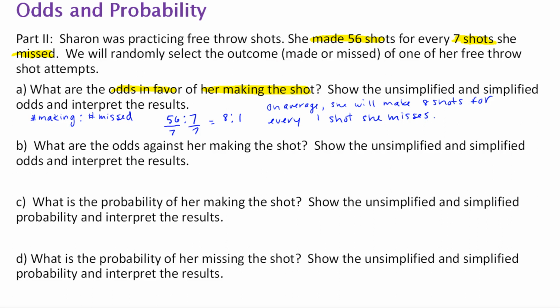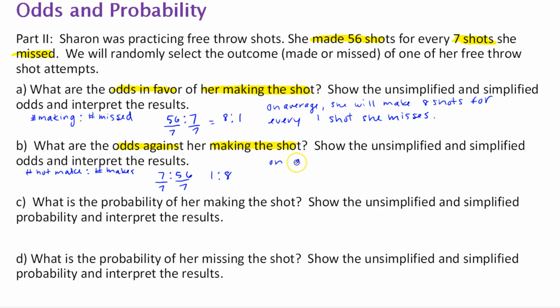Let's look at the next one. What are the odds against her making the shot? Okay. So again, this just reverses the odds in favor. So we want the number of ways to not make the shot, which again is going to be missing the shot, to the number of ways she makes the shot. So that would be 7 to 56. Again, we'll simplify, dividing by 7, and we get the odds 1 to 8.